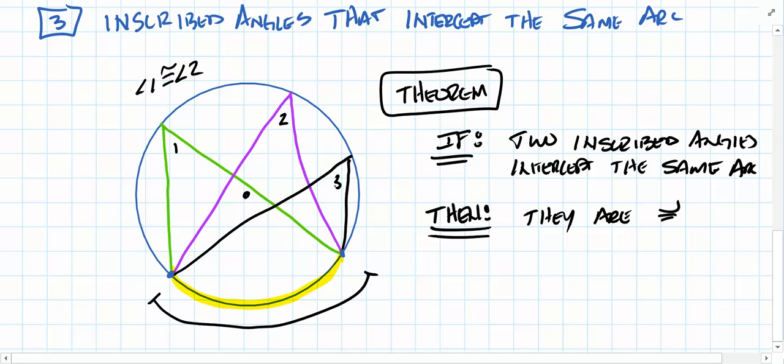Yeah. 1, 2, 3, they'd all be congruent because they're intercepting the same arc, which is that highlighted one over there. It's because they're all touching it. They're all intercepting the same arc. So therefore, the theorem says they all have to be congruent.